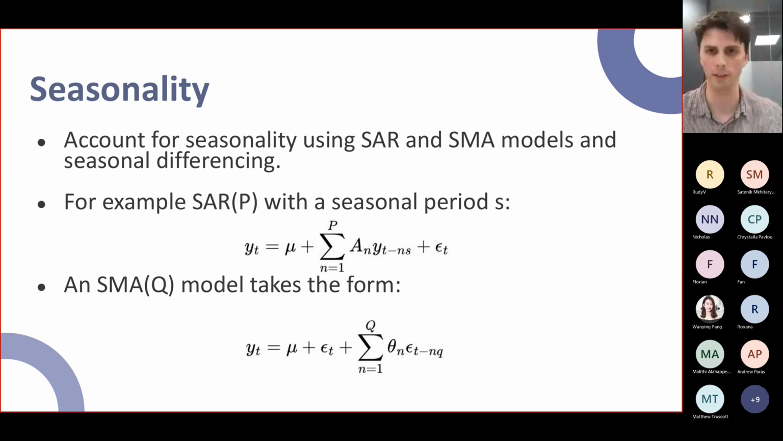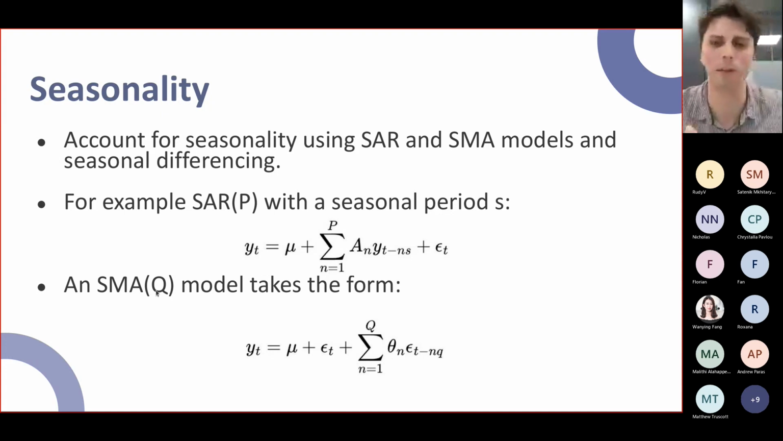And to account for seasonality, we may instead want to look at seasonal autoregressive or seasonal moving average models, which are very similar to the previous ones that we've studied, except that the terms that they use from the series are now spaced by some seasonal period, S. So for instance, a seasonal AR(P) model would look like this, adding up previous values of the series that are each spaced by S.